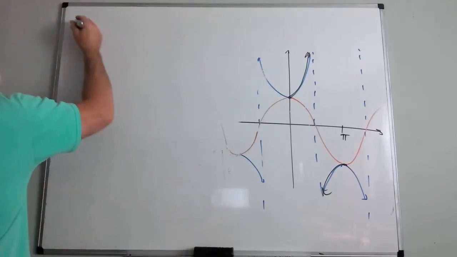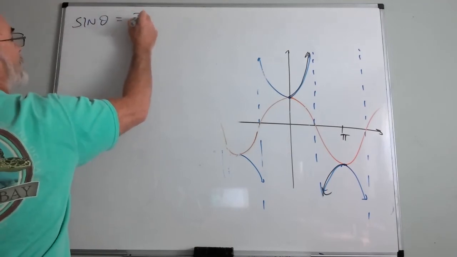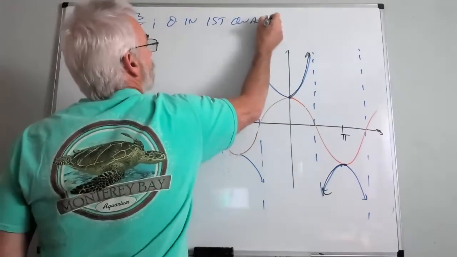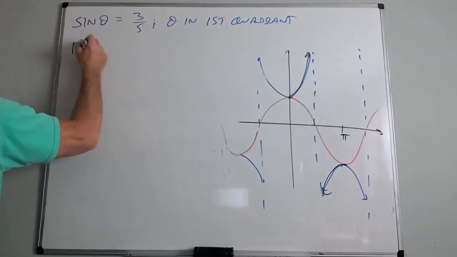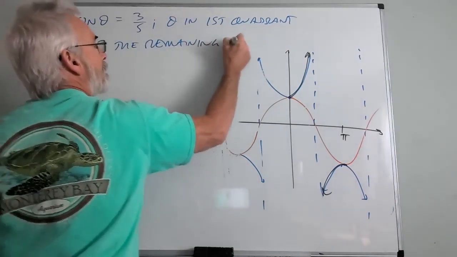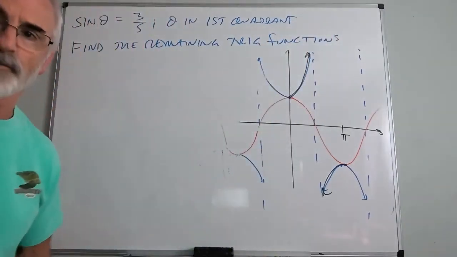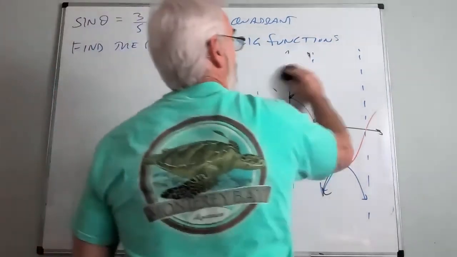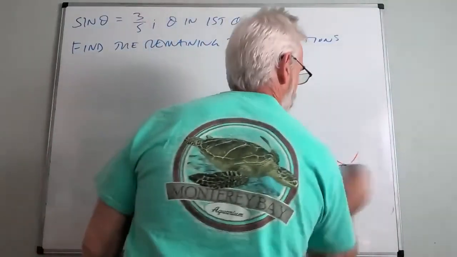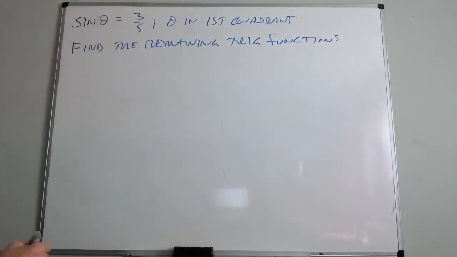If I said, all right, sine of theta equals, keep it simple, 3/5, theta in the first quadrant. Find the remaining trig functions. Okay, this is a problem that you would have done in a remedial trig class, in a pre-calculus class, hopefully. Now, do I need a calculator to do this? Actually, no. Calculator won't help me in this case. So how to answer that question? I'm telling you the sine of theta is 3/5 and theta is in the first quadrant.